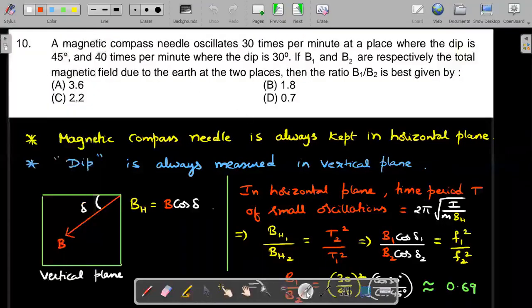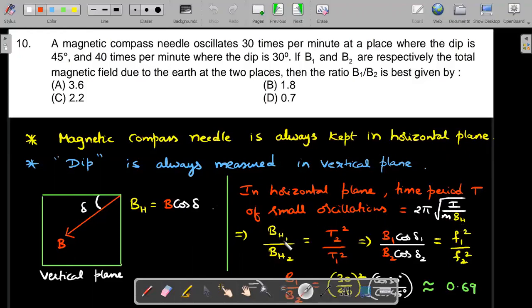So let me continue. I was talking about the B in the vertical plane. So the dip angle is, let's say, delta. Then B cos delta is going to give us the horizontal magnetic field, which is useful in the time period of small oscillation calculation. So 2 pi root I by m BH is the value of the time period, where I is the moment of inertia, m is the magnetic dipole moment of the magnetic compass needle.